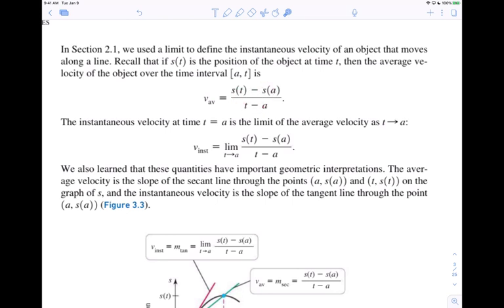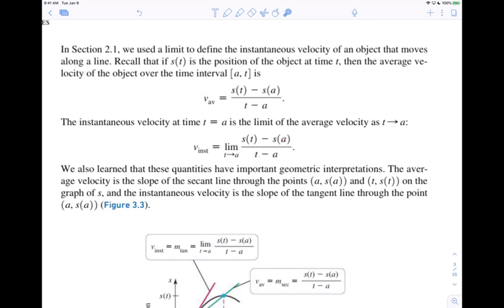Then it says the instantaneous. So again, this was the average velocity, but then the instantaneous velocity when t is equal to a. This first one was as t got closer and closer to a, and then this is when t is equal to a, right? So the instantaneous velocity is going to be the limit as t approaches a of essentially the same function.